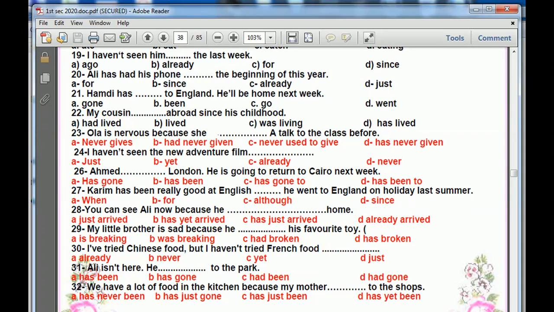Ali isn't here. He has gone to the park, so he has gone to the park. We have a lot of food in the kitchen because my mother, of course, has just been. She went to the market and bought a lot of food, so we have a lot of food in the kitchen. So the answer will be has just been to the shops. We have a lot of food in the kitchen because my mother has just been to the shops.